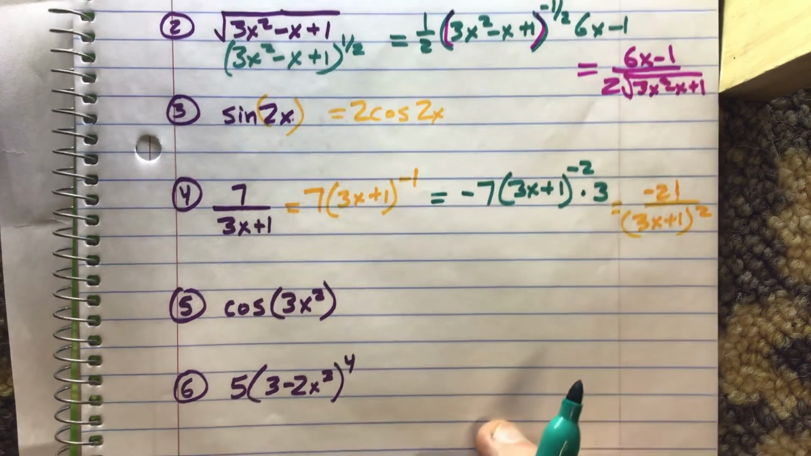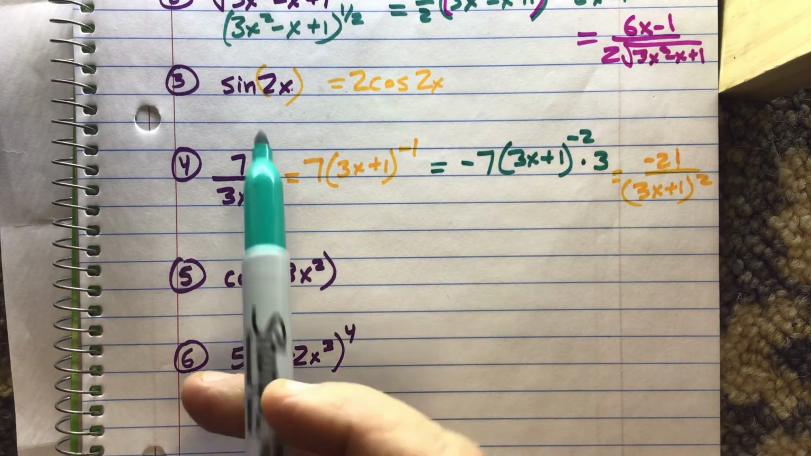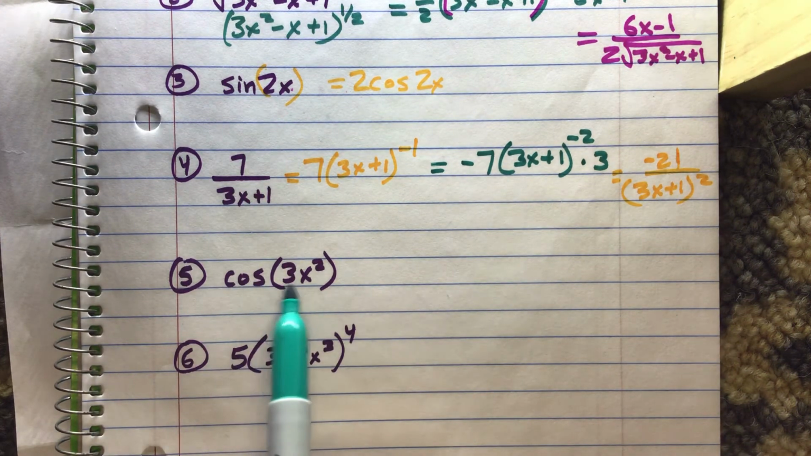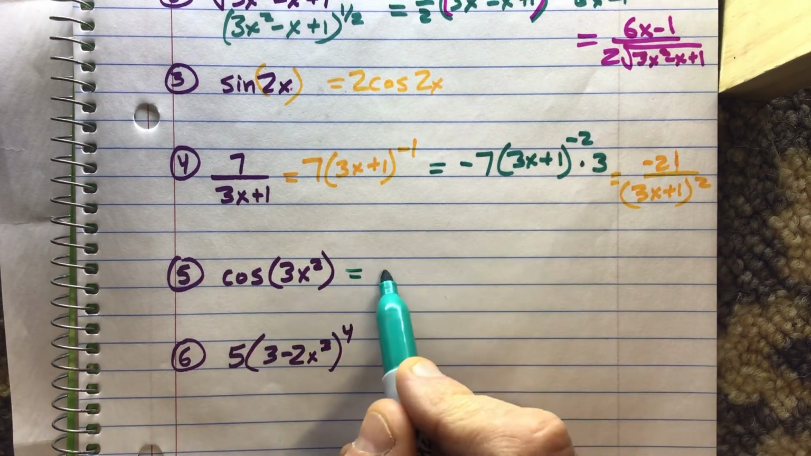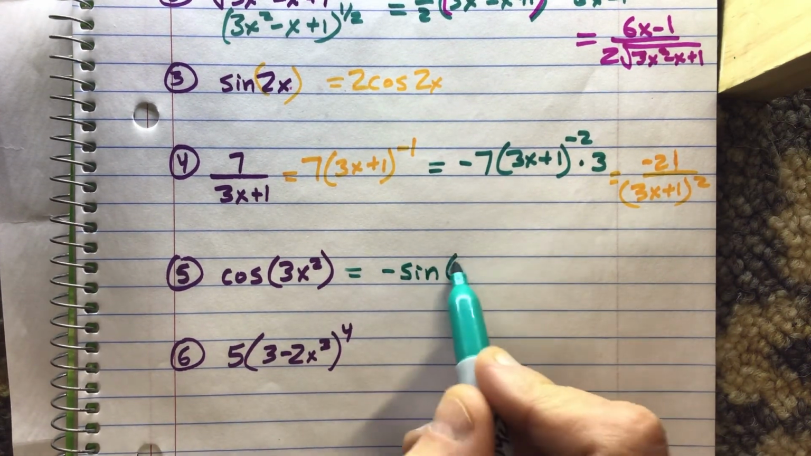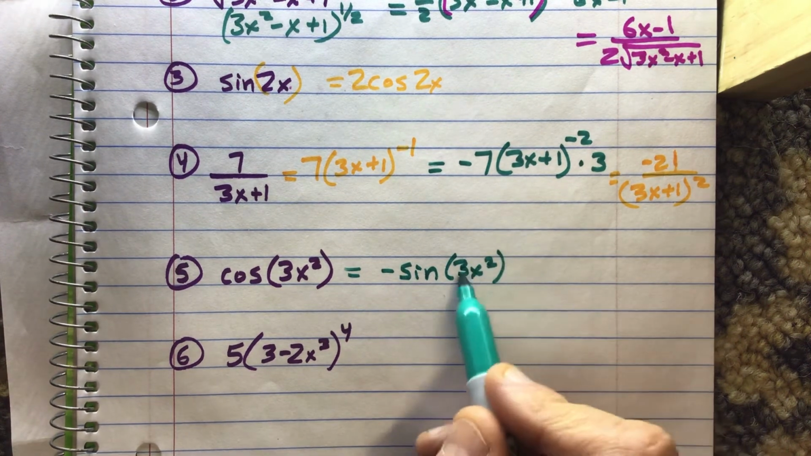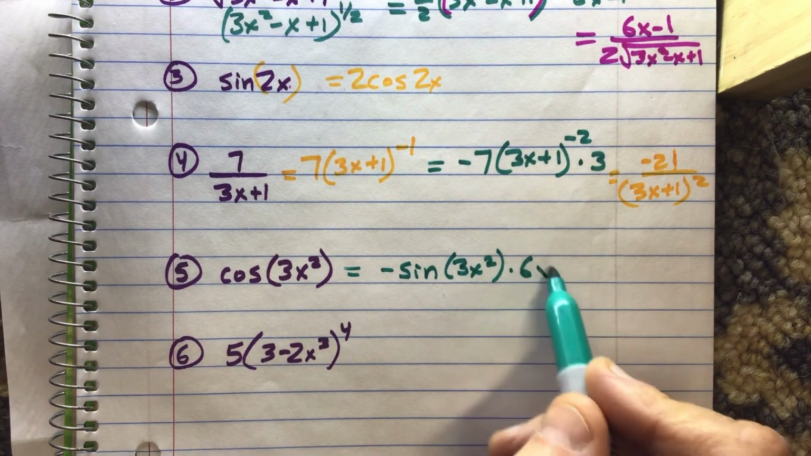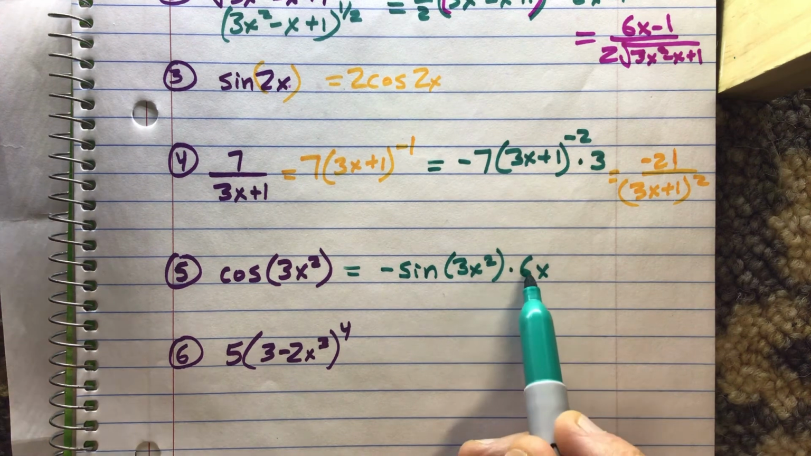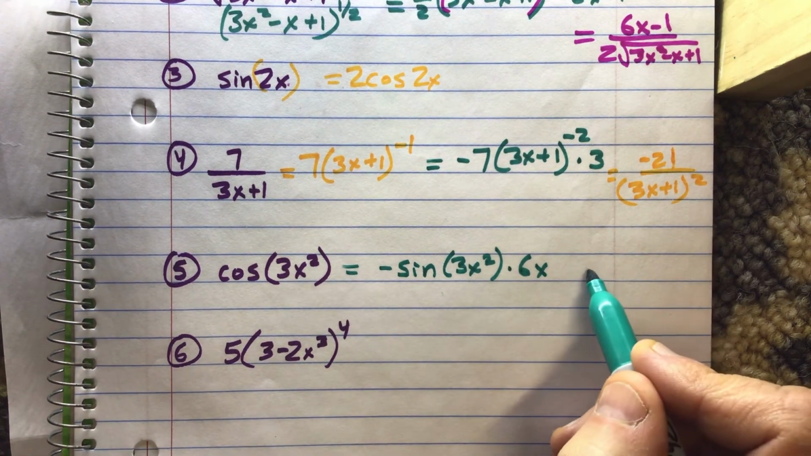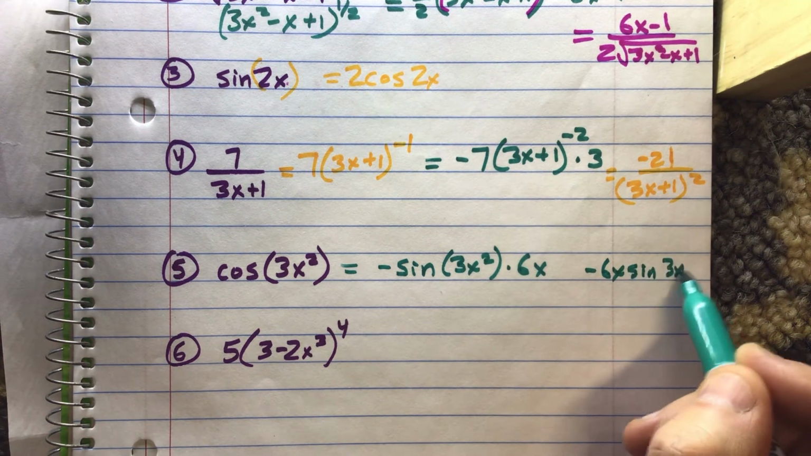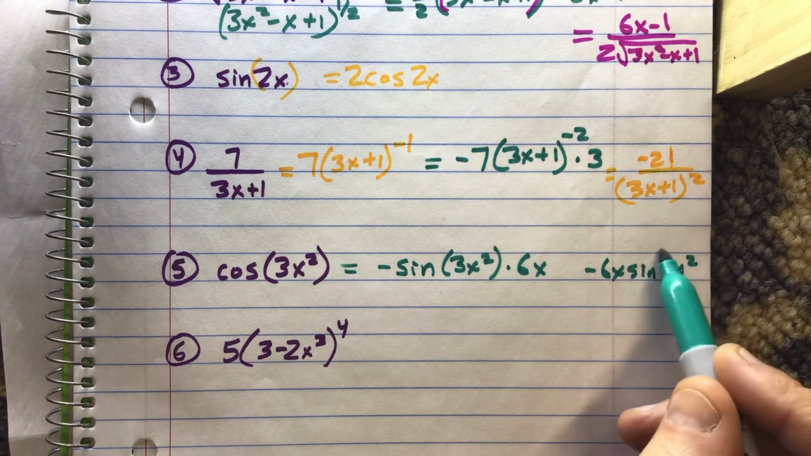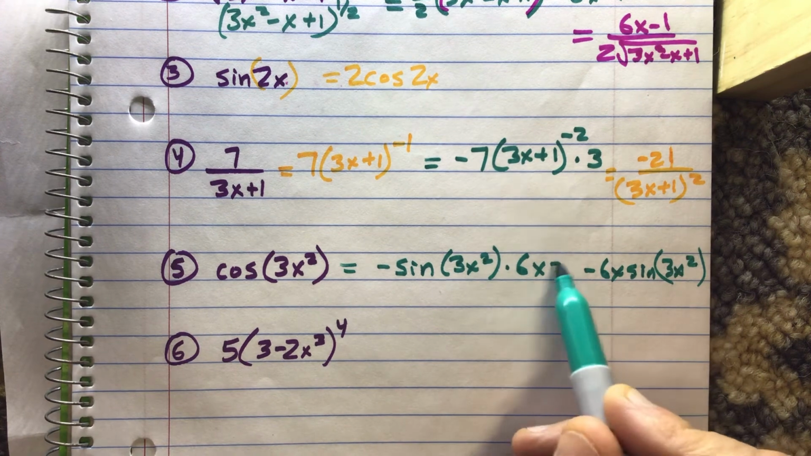Okay, and two more. Again, this is very similar to this one here. This is a function within a function, and the derivative of the cosine is negative sine of 3x squared times the derivative of 3x squared, which is 6x. And we would just put this out front here, so it would be negative 6x sine of 3x squared. That's the derivative.